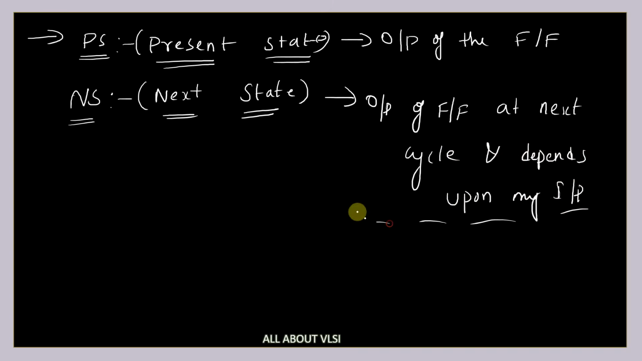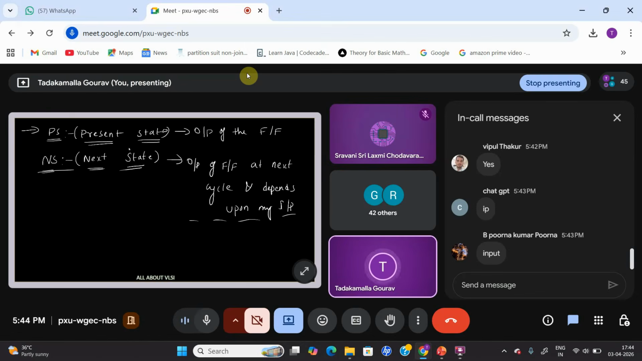So these are the terminologies which we often use, but we don't know the exact meaning of what you mean by present state and next state. I hope now they are clear, right? So what do you mean by present state and what do you mean by next state? I hope these are clear, right? So why are we discussing them? Because we need these terminologies. We use them a lot, but we don't know exactly what their meaning is.